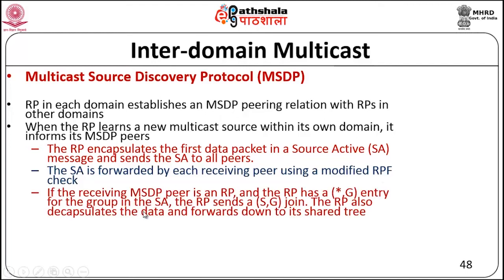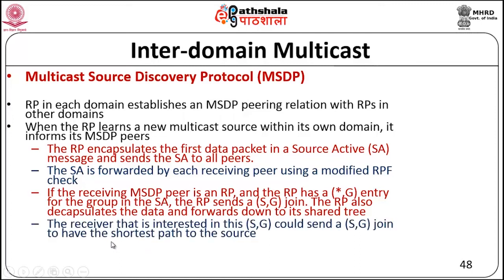So what is a modified RPF check? It will basically check if it is an RP and the RP has a star comma G entry for the group in the SA, then the RP will send an S comma G join. That is, this RP now joins this particular source. So the RP also decapsulates the data and forwards it down its shared tree. Okay, it forwards the data at the same time. It now says I am also interested in joining this particular group, so it sends a message to this source.